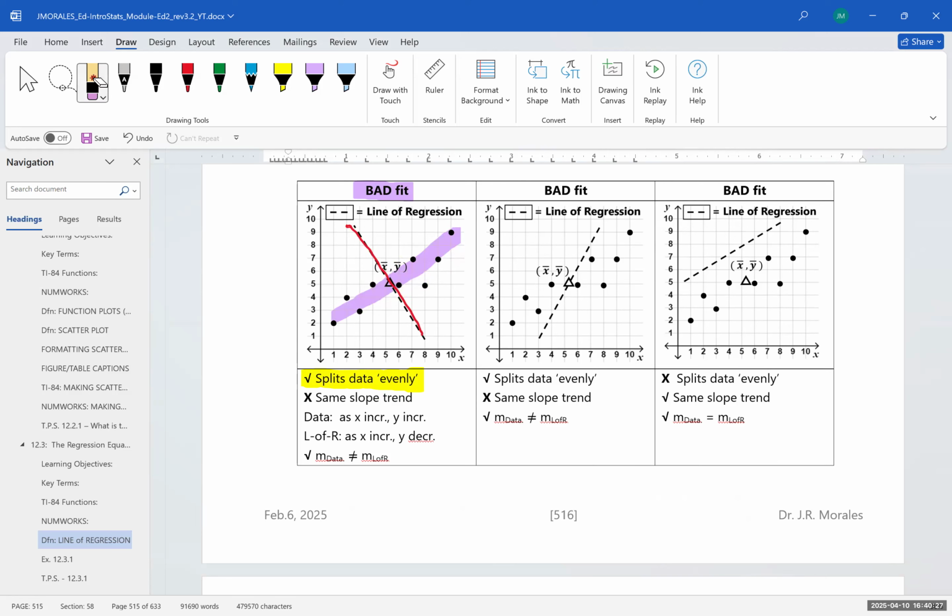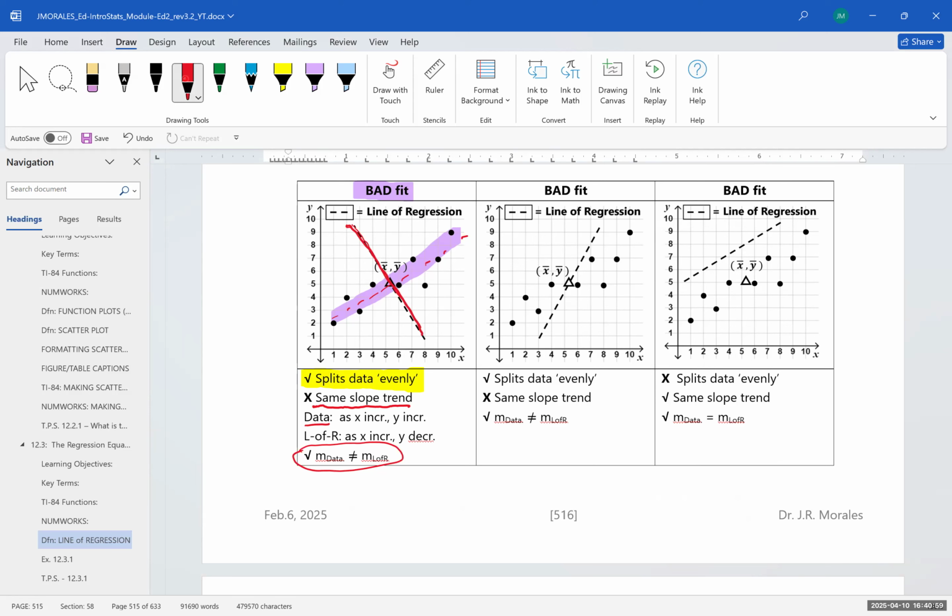Okay, that's good. But what's bad is that the line of regression does not have the same slope trend as our data. So the data is going up and to the right, but the line of regression that's drawn is going down and to the right. So the line of regression doesn't match the data at all. So this is considered a bad fit, because the two slopes aren't the same.